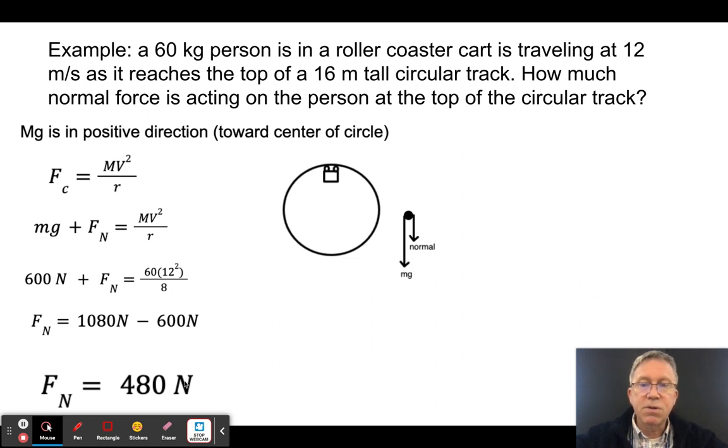When I solve this, I'm going to get 480 newtons. If you think about it, when the person is just sitting there waiting for the ride to start, since they have 60 kilograms, the seat would be pushing upwards on them with 600 newtons before it started. So at the top, they're going to feel lighter than they would normally.